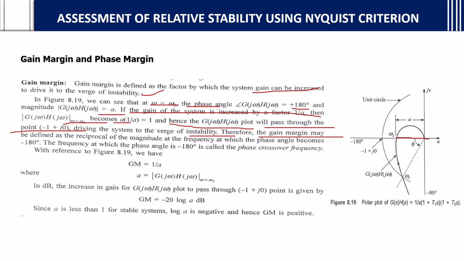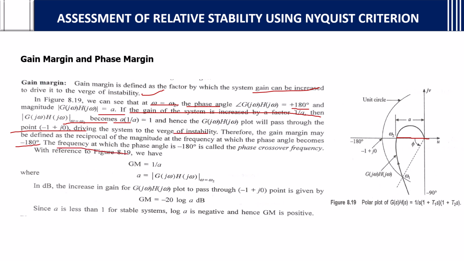Therefore, the gain margin may be defined as the reciprocal of the magnitude at the frequency at which the phase angle becomes minus 180 degrees. So the gain margin should be less so that the stability will be increased. If the gain margin is increased, then the system gain is increased by a factor 1 by A, and the verge of instability increases.